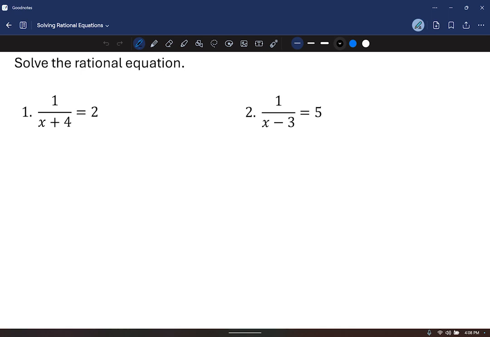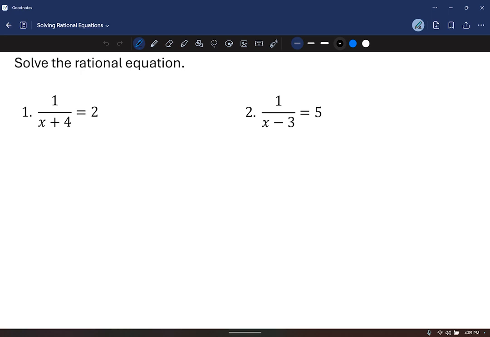In this lesson, we are going to talk about solving rational equations. When we're solving, we need to be aware of what is in our denominators. I have a variable in the denominator on number 1, and I need to get rid of that x plus 4. We've talked about in previous lessons how you identify your least common denominator, and you're going to use that to figure out what you need to multiply by to get rid of that denominator.